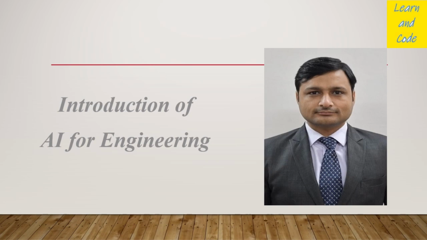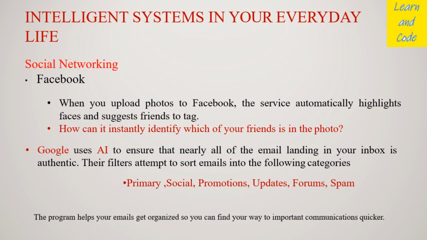So what exactly do we understand by this term AI? AI is basically artificial intelligence, right? The first question that comes to our mind is what exactly is intelligence and how we can generate intelligence artificially. So we'll see all these things. First of all, what are the different intelligent systems in our everyday life that we see and use?